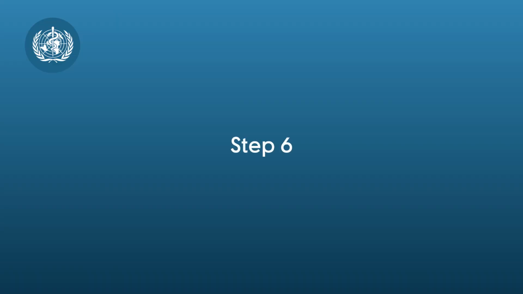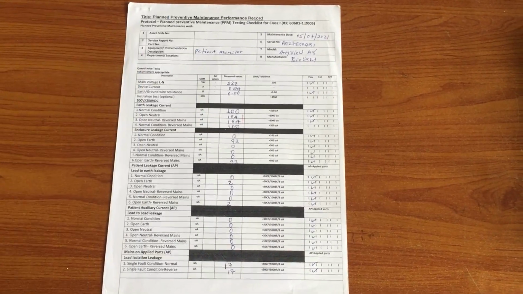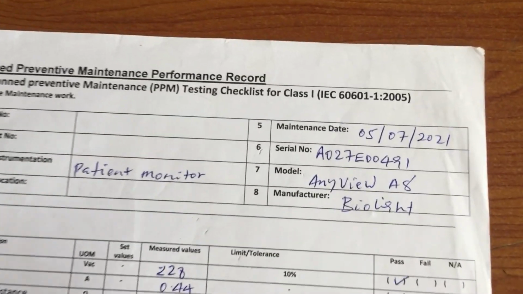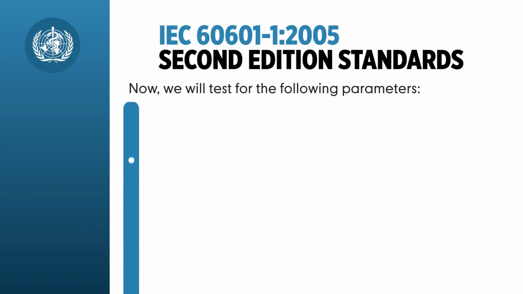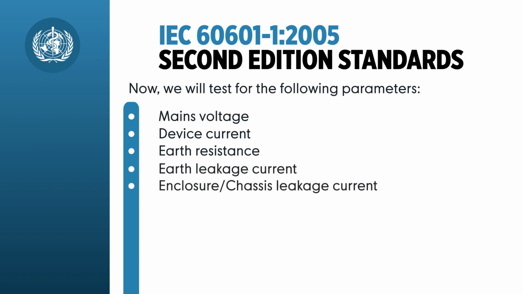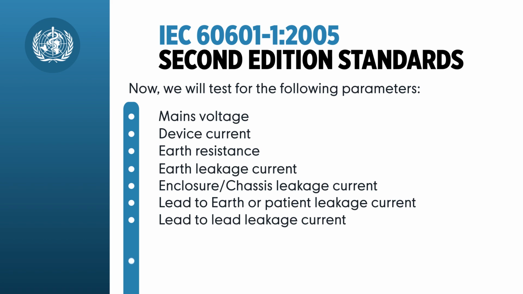Step 6. Have your checklist ready for the test according to the IEC 60601-1 2nd edition standards. Now we will test for the following parameters: mains voltage, device current, earth resistance, earth leakage current, enclosure or chassis leakage current, lead to earth or patient leakage current, lead to lead leakage current, lead isolation.